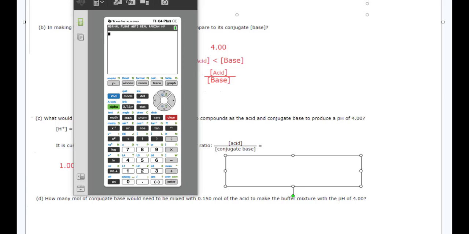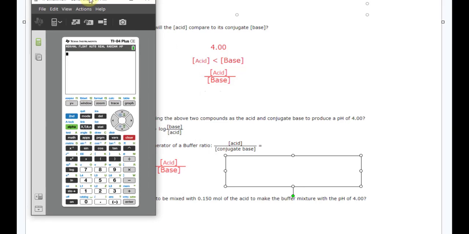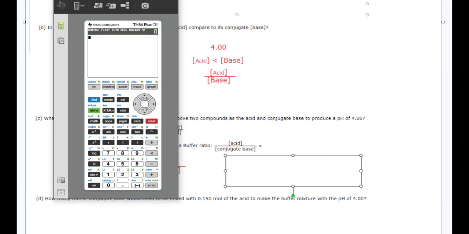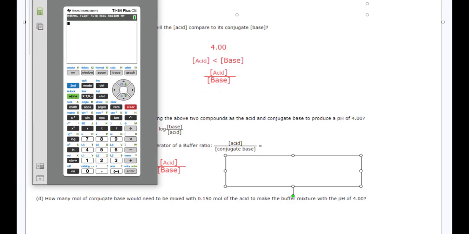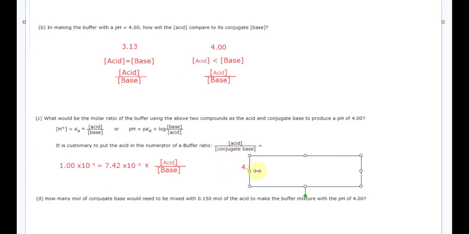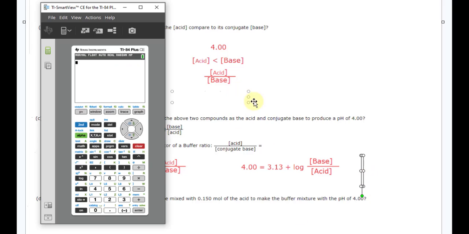Now, I'm going to do the same problem, except I'm going to use the logarithms, just as practice, because you could use either one of these. We could have used the log equation, or we could have used the pH equation. So let's look at this in terms of our logs. Here we go. We're going to put everything in, and in this case, we have the pH that we want, 4. Subtract that 3.13. Remember to use the subtraction button, not the negative, to figure out the 0.87. That's the log of the base to acid ratio.